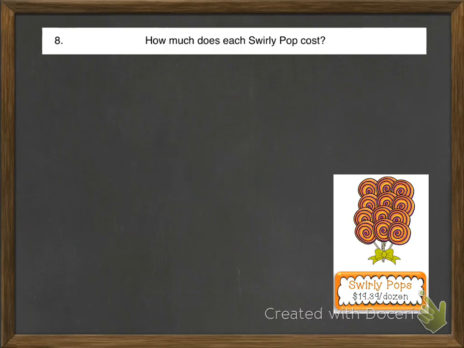Okay, the last question that I want to work on together with you is the question about swirly pops. Number 8, how much does each swirly pop cost? I just want to make sure that you guys notice that some of the candy, the grape pops, the swirly pops, and the strawberry pops, their price is broken down a little bit differently. It's not done by pound, instead it's done by quantities of that particular candy. The swirly pops cost $19.39 per dozen swirly pops. If we want to find out how much each one costs, that word each suggests to me that we should divide.